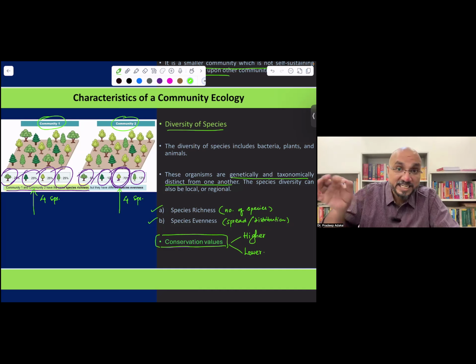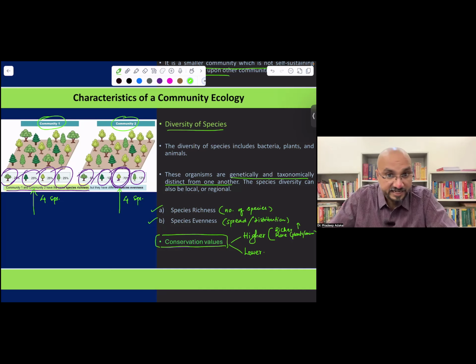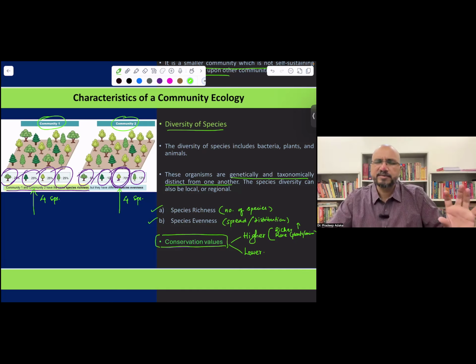If that area has very rare species, higher conservation value means it is richer with respect to species diversity, and rare plants or animals are there. Those areas which have rare plants and animals, or which are very rich in diversity, will be given higher conservation values, and priority is generally given to the conservation of those areas. Those areas which have less species richness, more uniformity, and less rare species, just general species, will be given lesser conservation values. So in the conservation effort, they will be given moderate to lower preference.